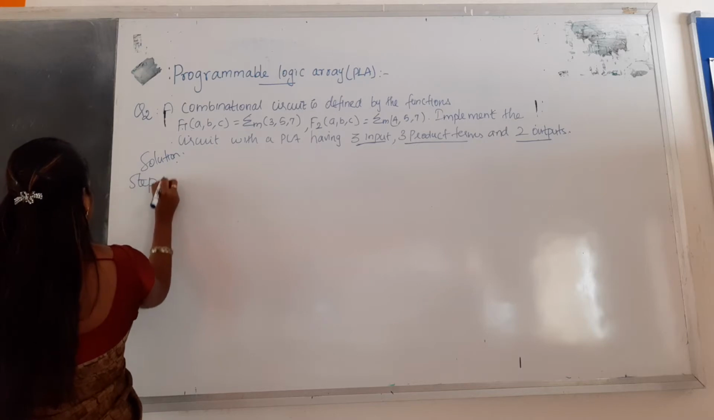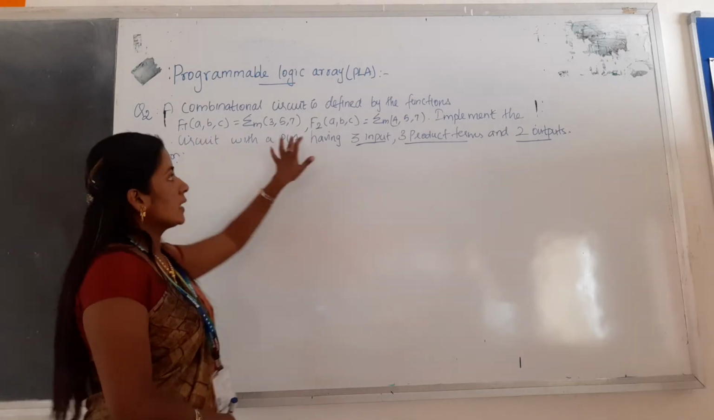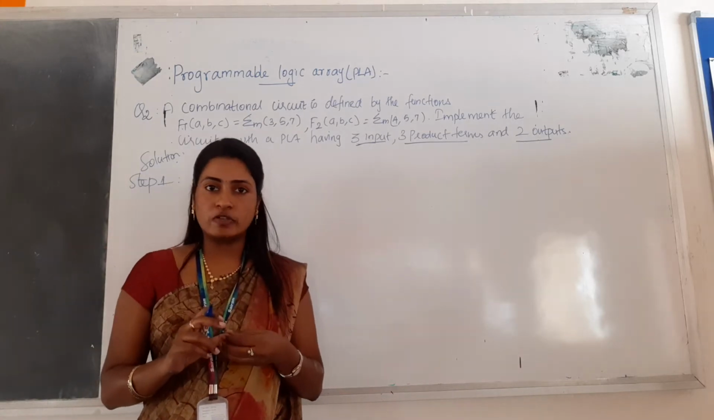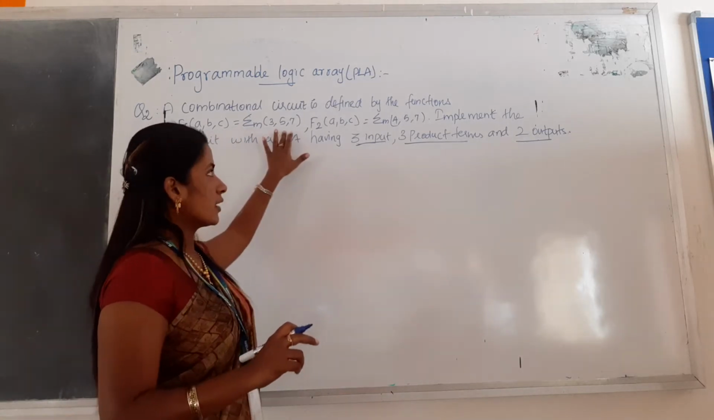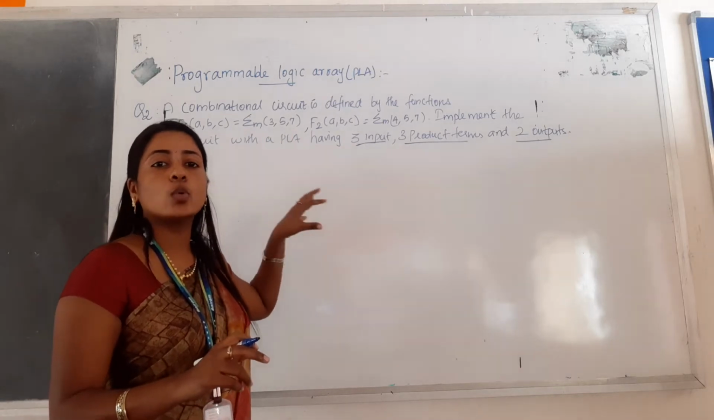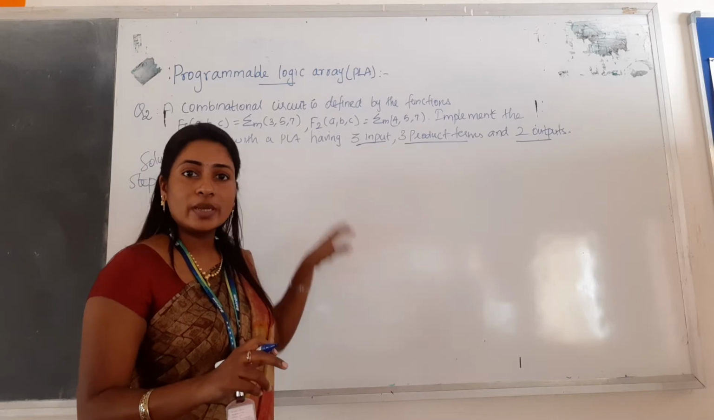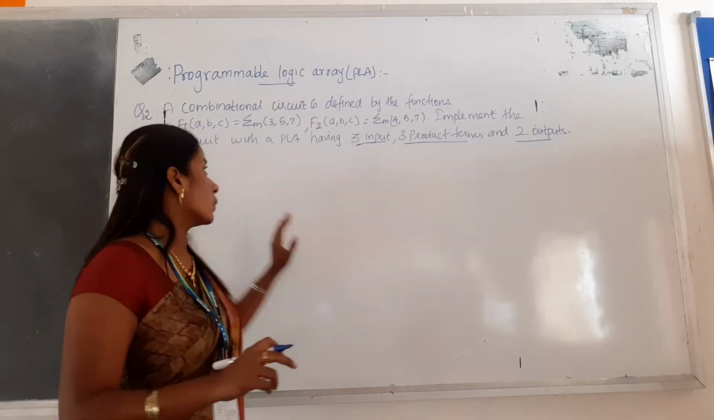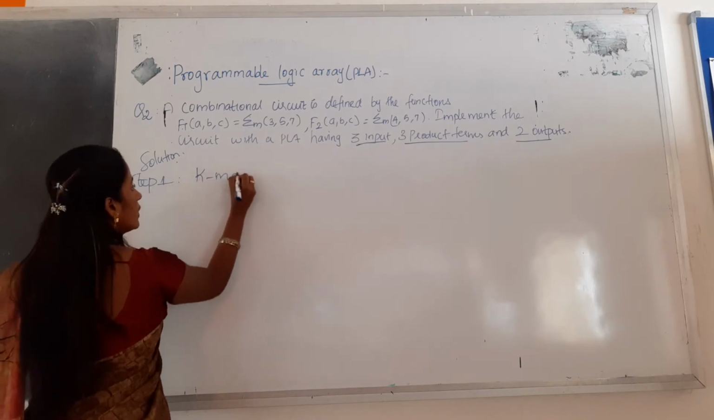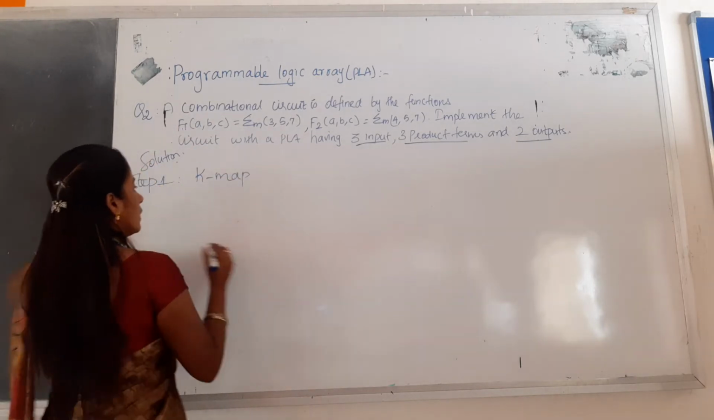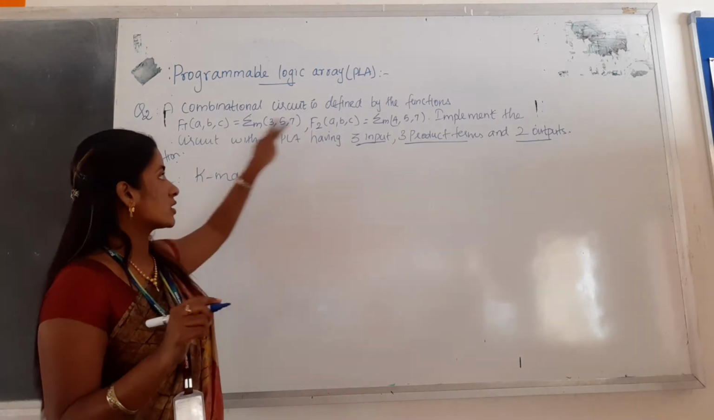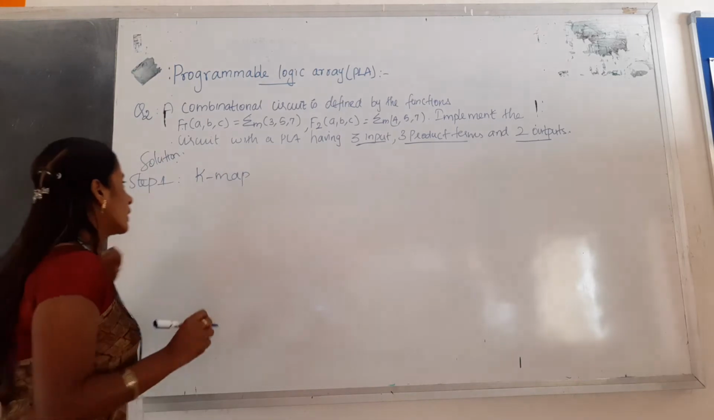Step 1. In the previous problem, the Boolean expression was given in the question. But here only the functions are given, so we have to find the Boolean expression, because only from the Boolean expression will we know which are the product terms, and so how many AND gates we have to use. So in the first step, we have to convert the functions into K-maps. Totally how many K-maps? 2 K-maps, because 2 functions are given.